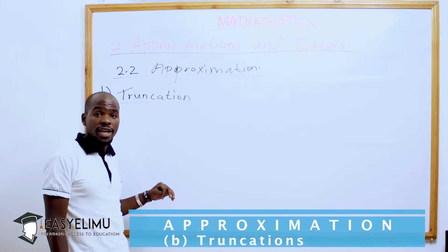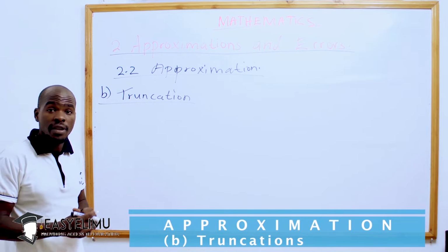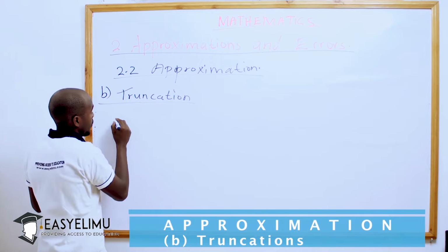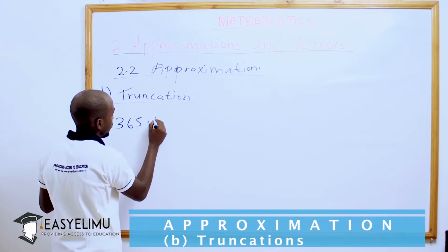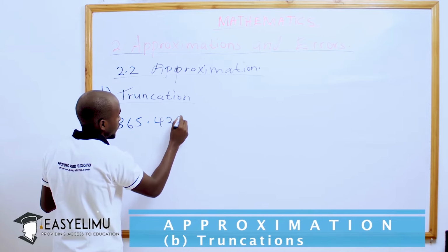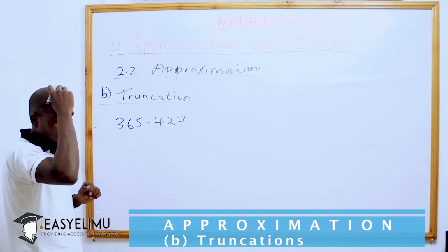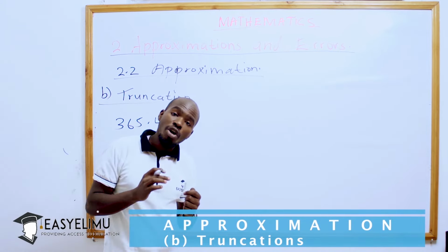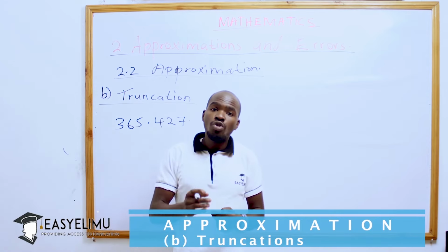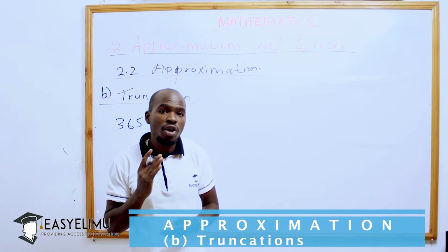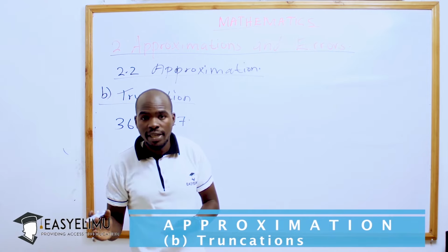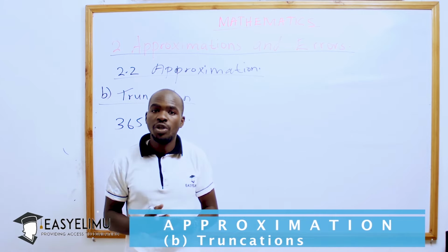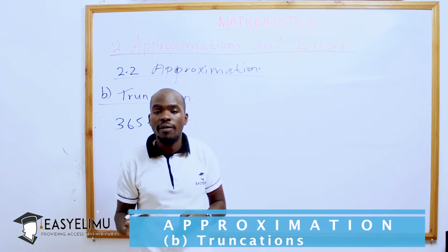Let's see how we may truncate given numbers to given conditions. For example, having 365.427, and you have been told to truncate this number to 4 significant figures. So truncation here means that you find the numbers which you have been told to truncate, and then after seeing that kind of number, you cut off at that point. The rest are ignored after cutting off.